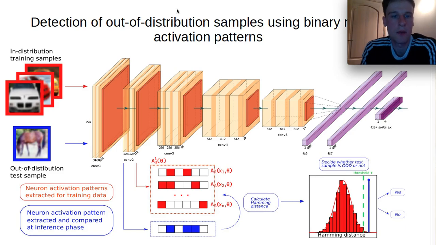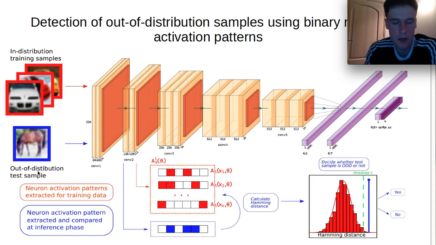Hello everyone. Our approach to detect out-of-distribution images using binary activation patterns is as follows. First, for all the training samples, we need to propagate them through the network and extract the binary activation patterns for those samples and memorize them into some data structure.